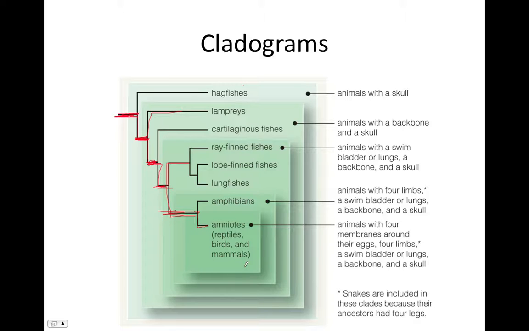Okay, so these organisms, they share all these commons. They have a skull, they have a backbone, they have a swim bladder or lungs, they have 4 limbs, and they're amniotes. Okay, so as you trace back, they have all these features. Where if you trace back these organisms, they do not have 4 limbs, or they're not amniotes, but they do have a backbone, a swim bladder or lungs, and a skull.